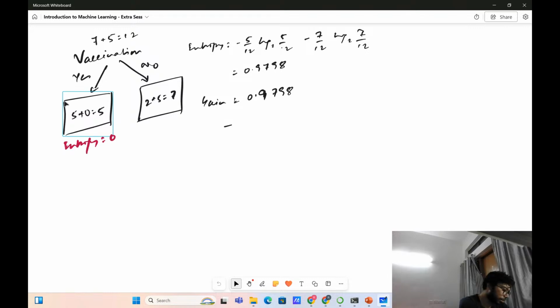But we have to calculate the entropy for this node. So entropy for this node would be minus 2 by 7 log base 2, 2 by 7 minus 5 by 7 log base 2, 5 by 7, right? So you have to calculate this, and then come back to this formula, okay? Let me calculate this first because we will use this. If anybody knows the answer, please let me know.